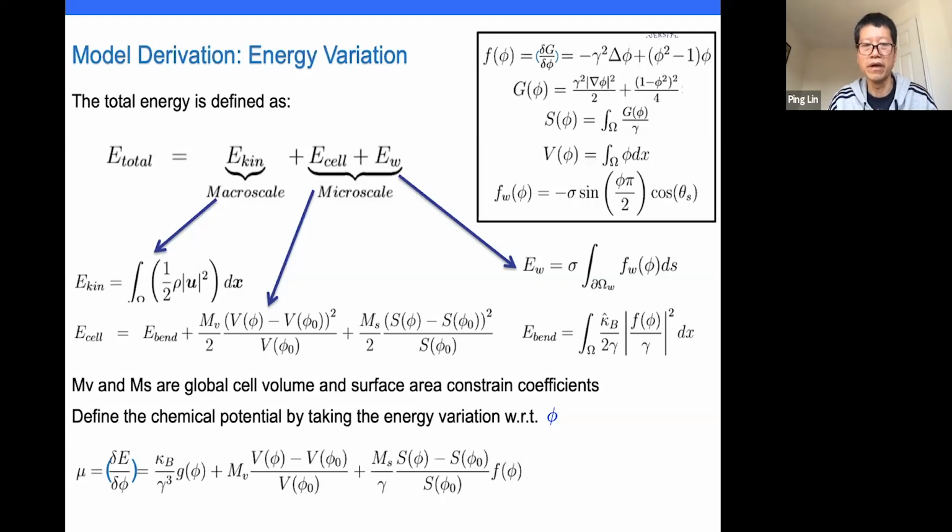You have a penalty which tries to enforce this volume to be conserved, and then you have surface area. We mentioned inextensibility, which will give you the surface area to be conserved as well. So you want to force this surface area to be conserved. So there's another penalty term for the surface area, which will give you the second term of the energy, and then you have the moving contact line energy we had before, because we are going to consider moving contact line, which we are particularly interested in in this work.